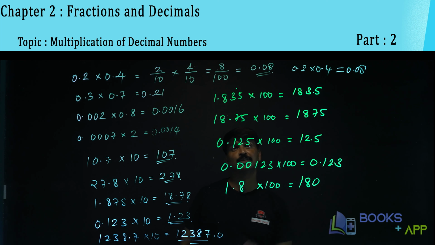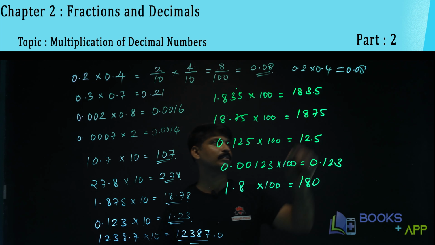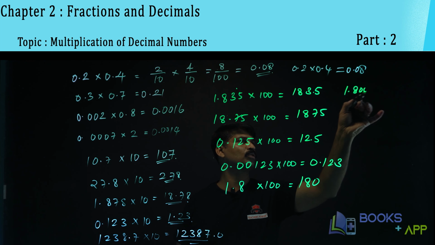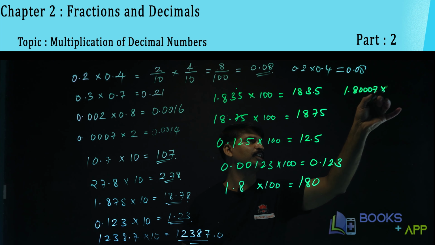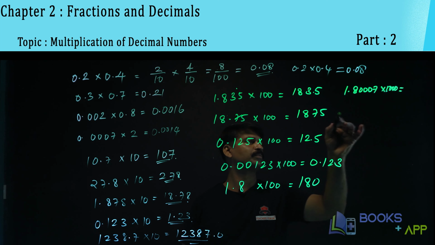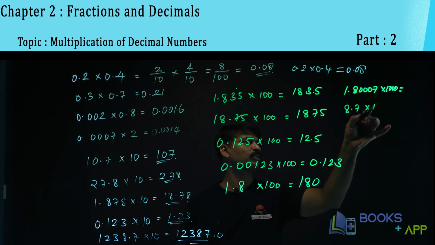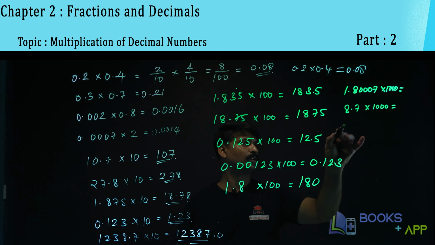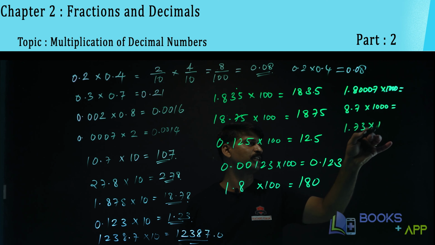Now, let us see how to multiply a decimal by 1000. 1.80007 into 1000. 8.7 into 1000. 1.73 into 1000.